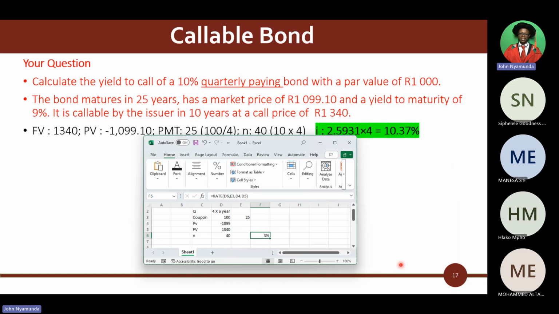Let's see, we are praying because it is rounded up. We are going to say equals to that times 4. It is rounded up nicely, and the answer is actually correct.